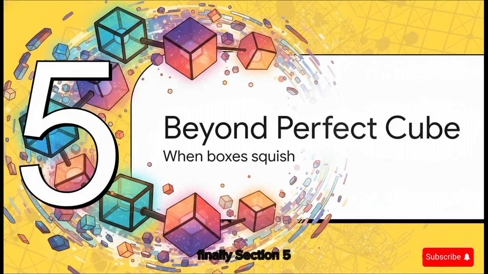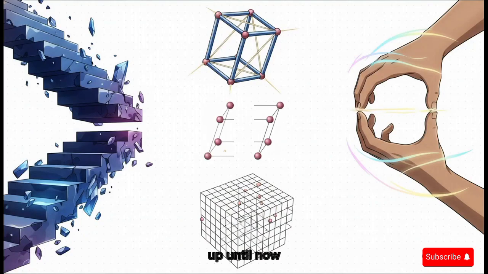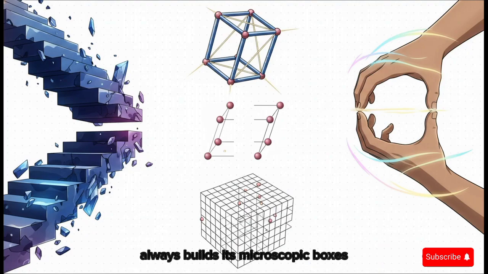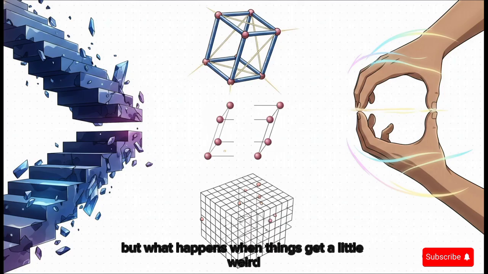Finally, Section 5, Beyond the Perfect Cube. Or what happens when boxes get squished? Up until now, we've kind of been making a pretty big assumption, right? We've assumed that nature always builds its microscopic boxes with perfect, neat, 90-degree square corners. But what happens when things get a little weird?